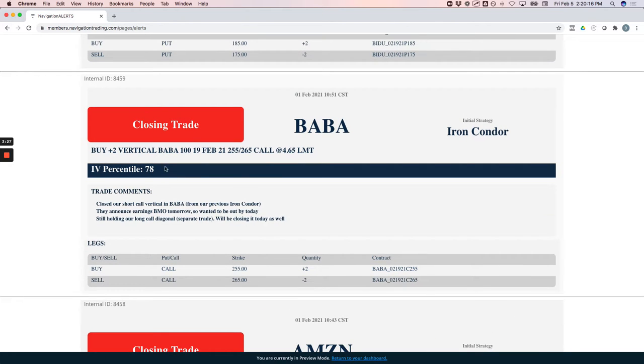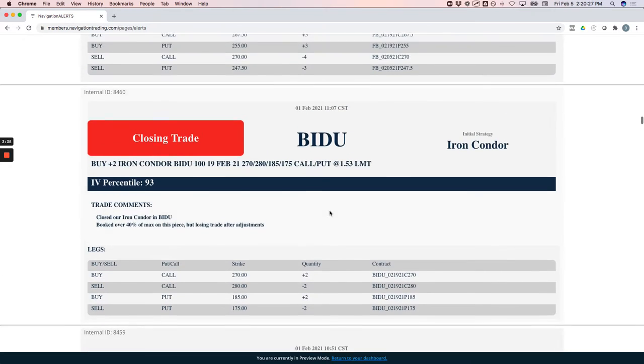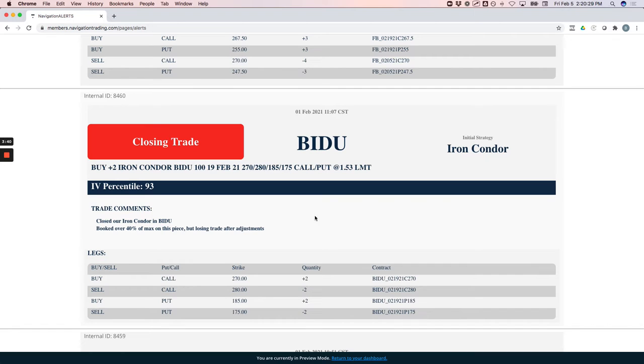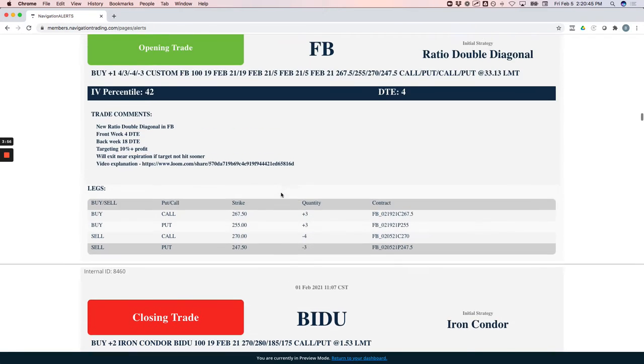And in this one, we just closed the remaining vertical spread right before earnings. They're getting ready to announce earnings. I didn't want to take the earnings risk, so we just closed that out. In Baidu, we also had an iron condor. We booked over 40% of max on this piece. It ended up being a losing trade because we had a couple adjustments. We had one other iron condor that busted out of our range. We added this one, so this one was profitable, but our previous one as part of the trade was not. So we ended up net-net taking a loss on that Baidu trade.